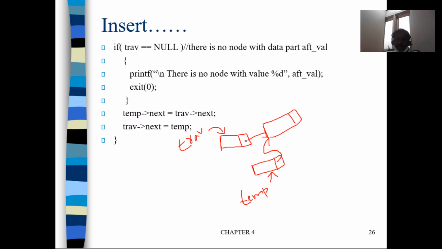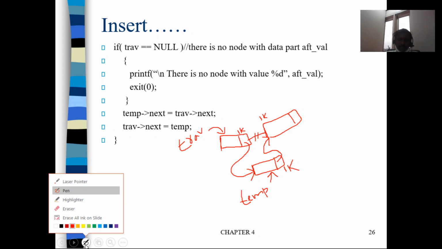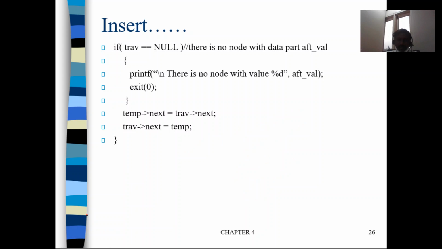If traverse arrow next is pointing to the address 1000, then it means that this node's starting address is 1000. When you say temp arrow next equal to traverse arrow next, then temp arrow next also will be 1000. So now temp arrow next is pointing to this node. Then we do traverse arrow next equal to temp, so that will point here. Now this is broken. So now we have successfully inserted. So this is what we are doing. This one change, I want you to address.